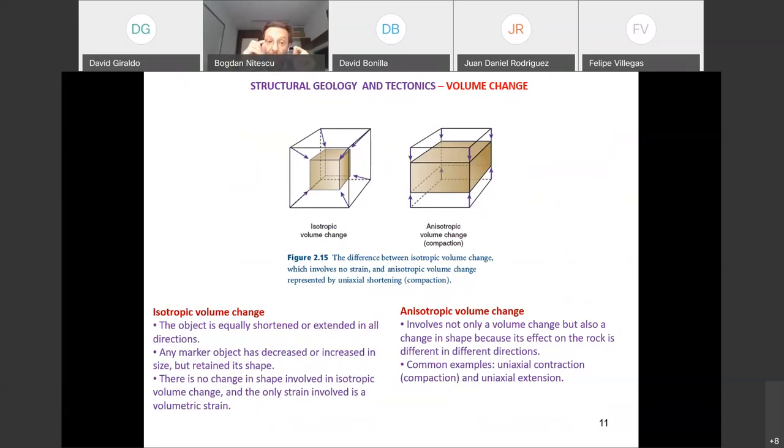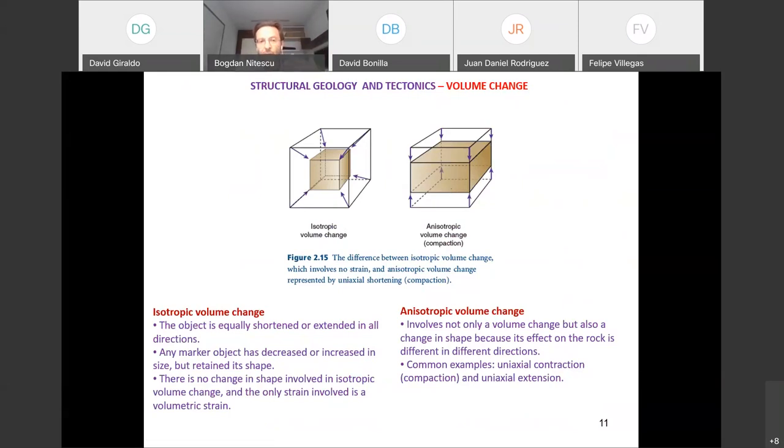But still, if you think about it, any two particles, this one and this one, their relative positions have changed because they got closer one to another, yeah? So you have non-rigid body deformation. That's why it is strain. Whereas anisotropic, as you can see here in the case of compaction, uniaxial contraction here, we have a volume change, from the cube to the parallelepiped here, and this is basically changing the shape. So this is why it's anisotropic volume change.